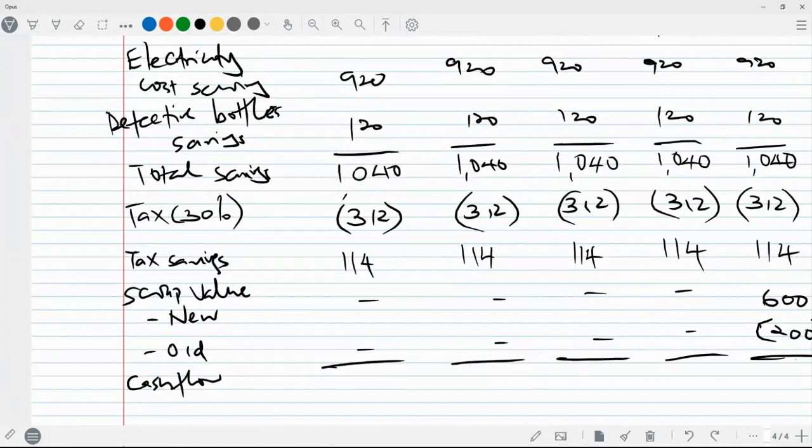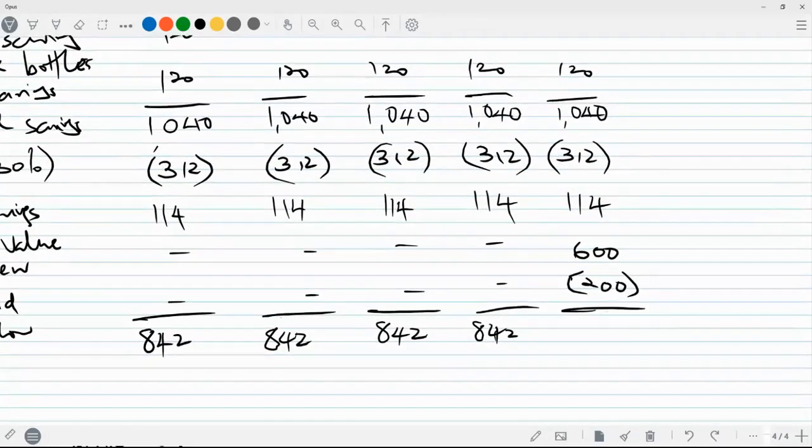$1040 minus 312 plus 842. 842, and this applies to all the other 4 years. And here you get 1242. Okay, get 1242. The cash flow for year 5.